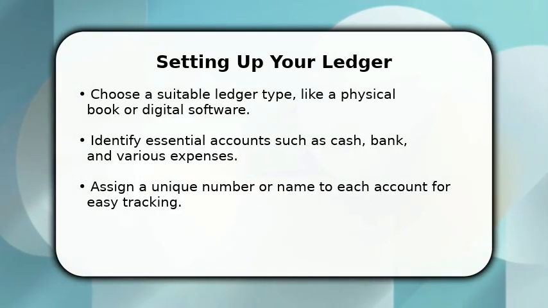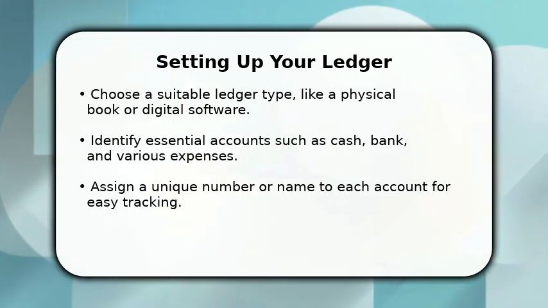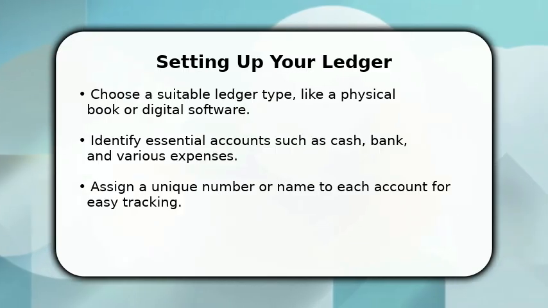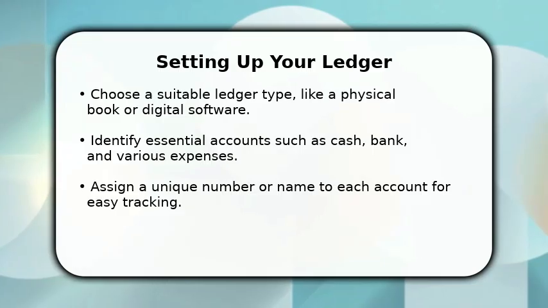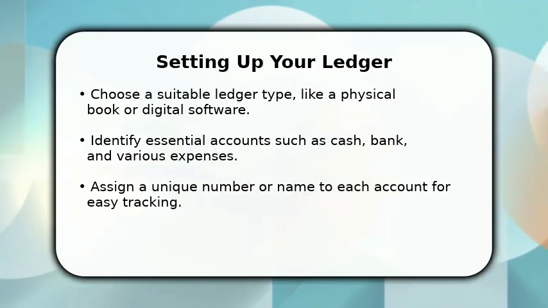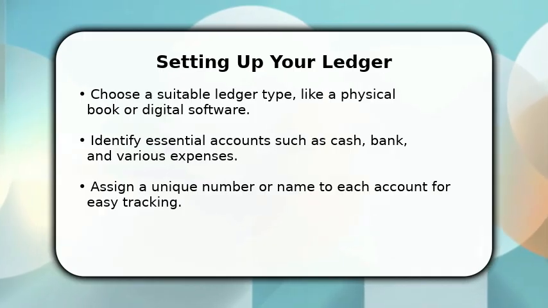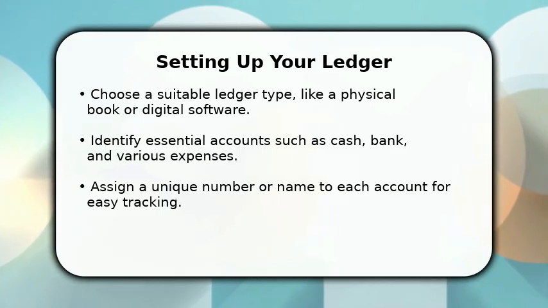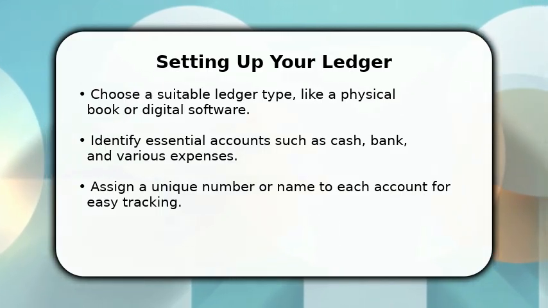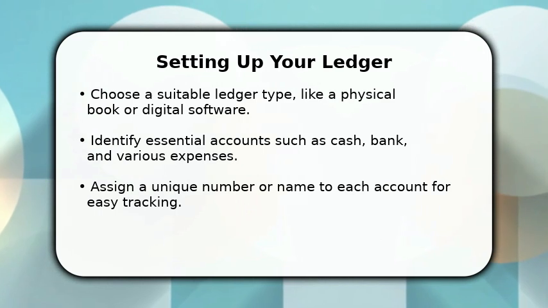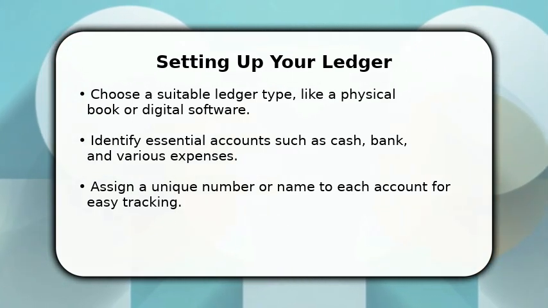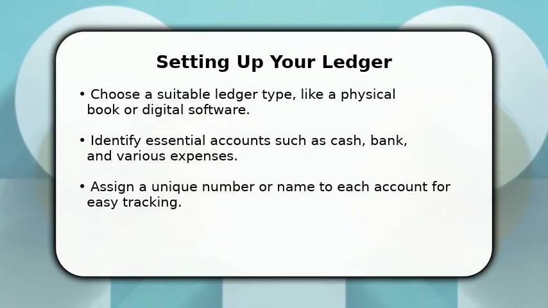First, select your preferred ledger type, whether it's a physical book or digital software. Next, identify the key accounts you will track, such as cash, bank, and different expense categories. Assign a unique identifier to each account for clear organization. Finally, decide on your accounting method. Single entry for simplicity or double entry for comprehensive financial oversight. This foundational step ensures your financial records are well structured from the start.